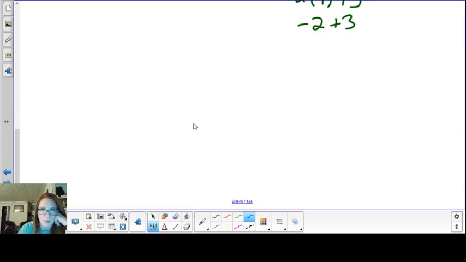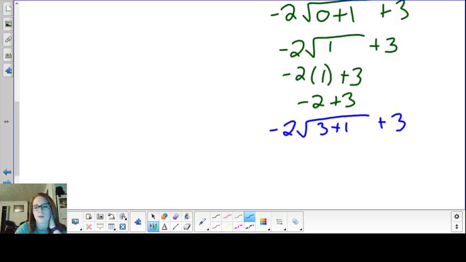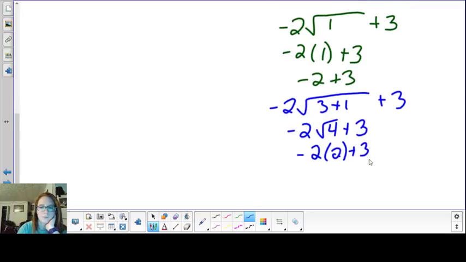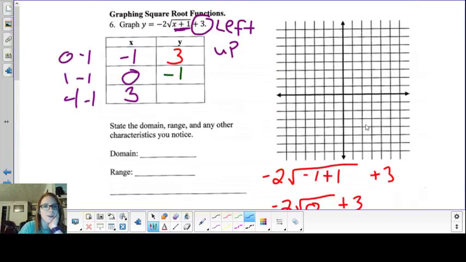And my last point, I have negative 2 times the square root of 3 plus 1, plus 3. So negative 2 times the square root of 4. So negative 2 times 2. Negative 2 times 2 is negative 4, excuse me. So I have negative 4 plus 3. And negative 4 plus 3 is a negative 1.